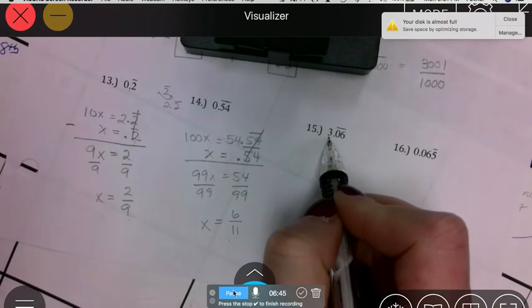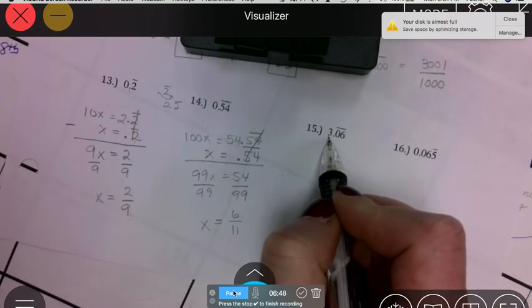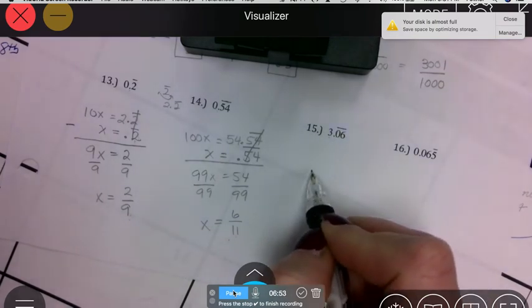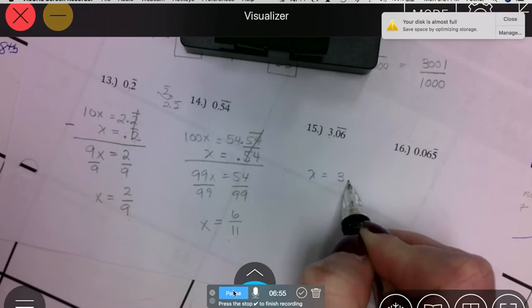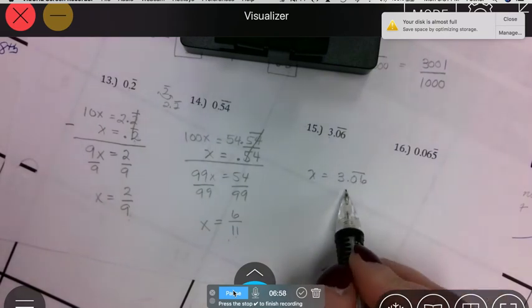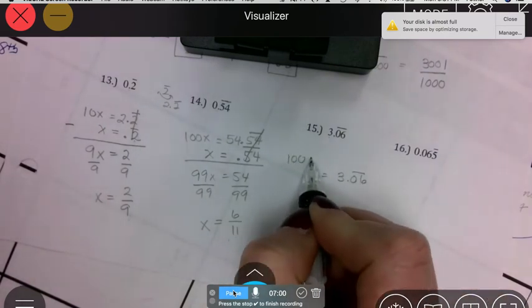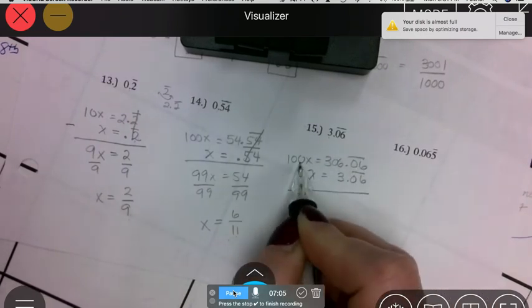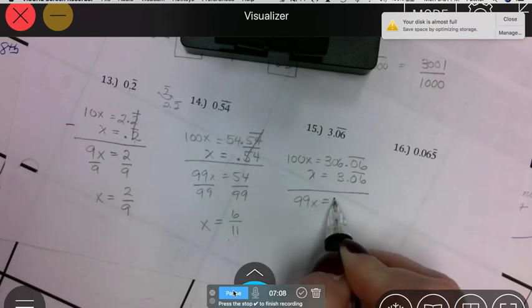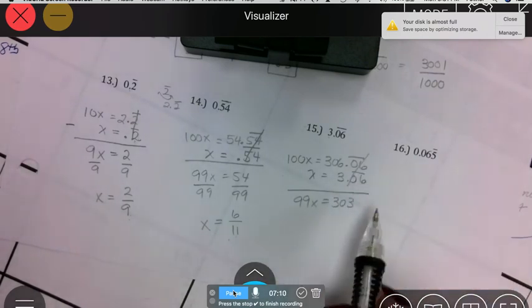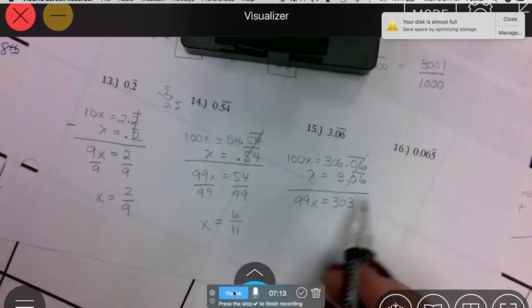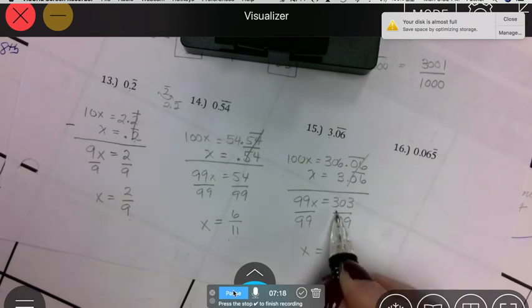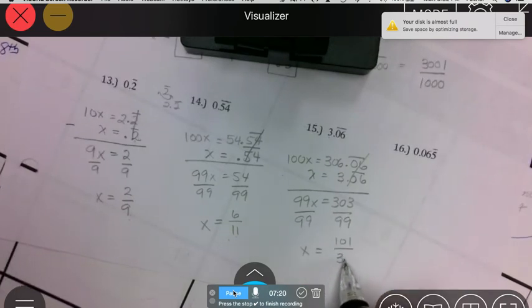If you have a whole number out front, as long as that repeating is right after the decimal, you can still let x be 3.06 repeating. Multiply by 100 because we have 2 decimal places. Subtract. The repeating is going to cancel. Don't forget that you have this whole number 3 here. Divide by 99. x is going to be reduced by 3, giving 101 over 33.